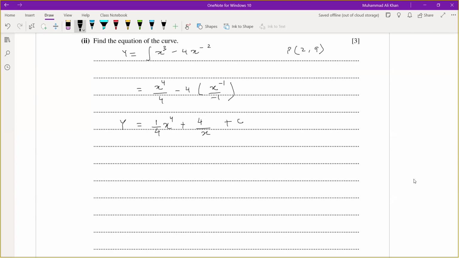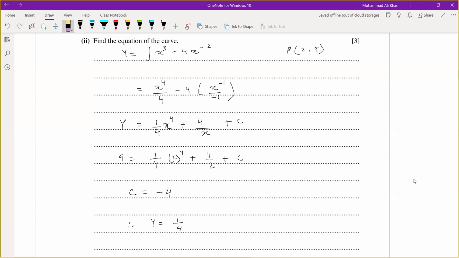And how to calculate c? Just replace x and y by 2 and 9. So y is 9, x is 2, here it is 2 power 4 plus 4/2 plus c. By this, the value of c will be minus 4. Therefore, the equation of the curve is y equals to 1/4.